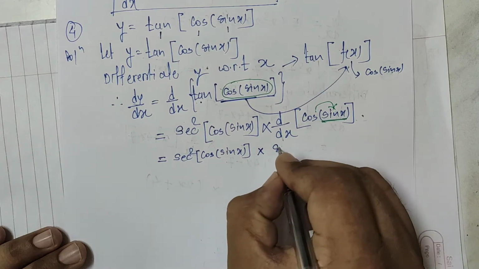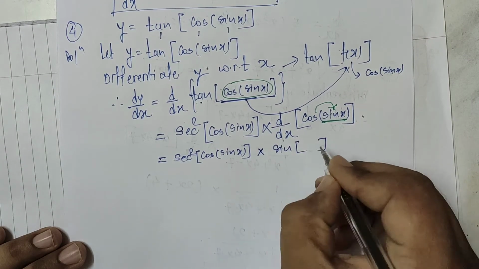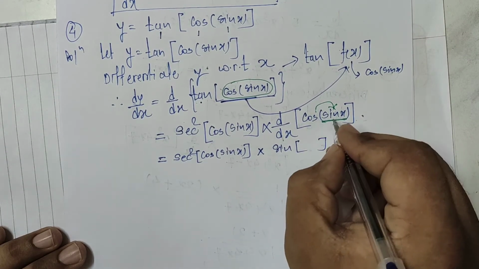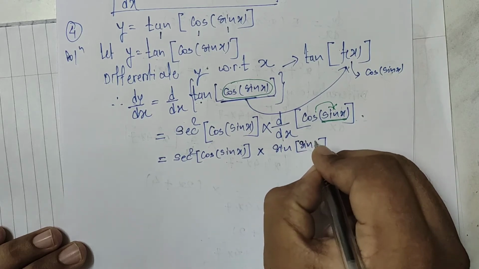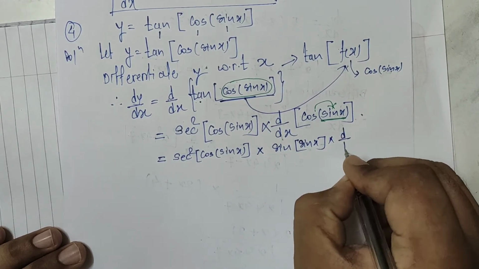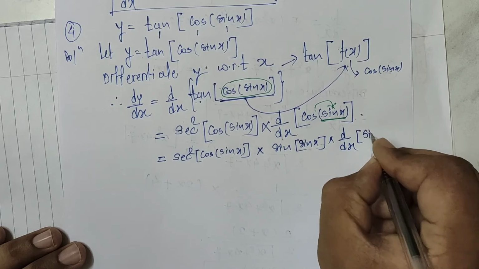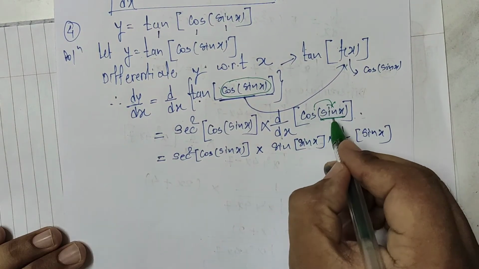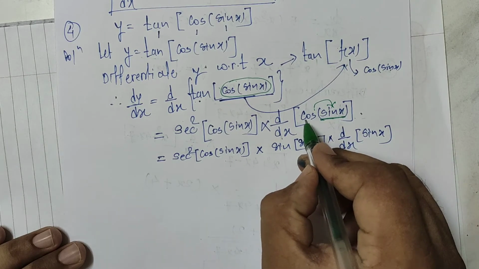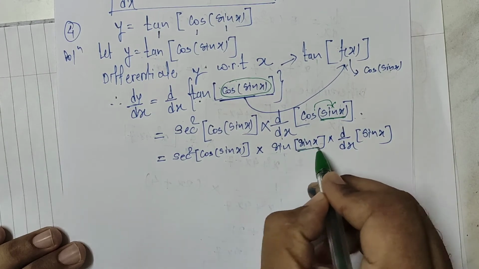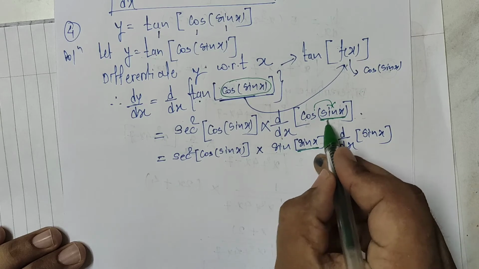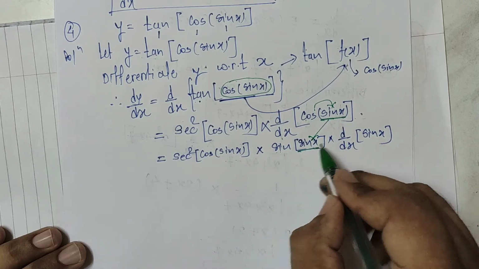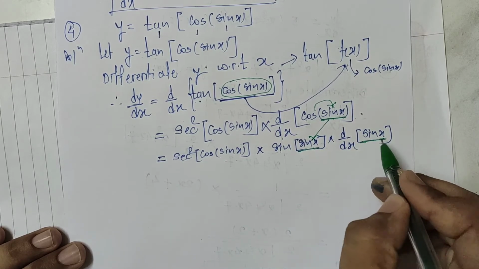Cos derivative is sin of f of x. What is f of x again? Here the new f of x is sin x, into again the derivative of sin x. Why? Here it is the cos of sin x function. Therefore we take the cos derivative, sin of the function. Which function? Sin of sin x. Then again we take the derivative of sin x.